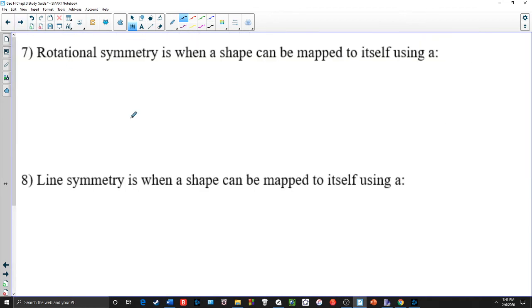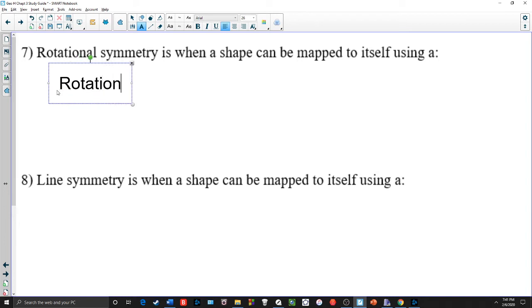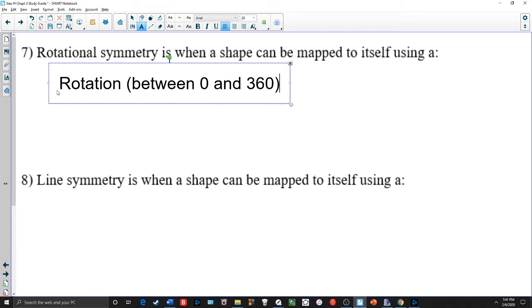So the last type of question we have is basically on symmetry. So remember we talked about 2 types of symmetry: rotational symmetry and line symmetry. Rotational symmetry is simply when you have a shape that can be mapped onto itself by using a rotation. And it's usually a rotation between 0 and 360. Because obviously if you rotate 0 or 360, it's always going to map to itself. But this rotation has to be between 0 and 360.